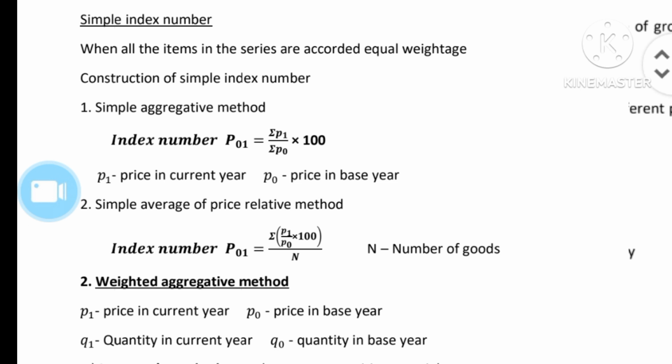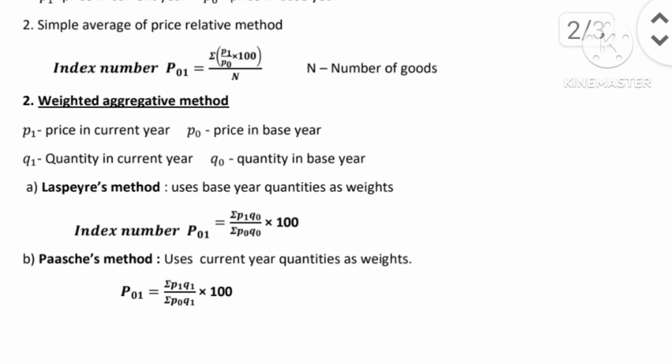Second one is to calculate simple average of price relative method. It is nothing but the average of the above, that is average of simple aggregative. You divide the whole thing by n. N is the number of goods. You will get this formula. Simple average of price relative method is given by P01 equals summation of P1 divided by P0 into 100, divided by n. We are done with the simple index numbers.